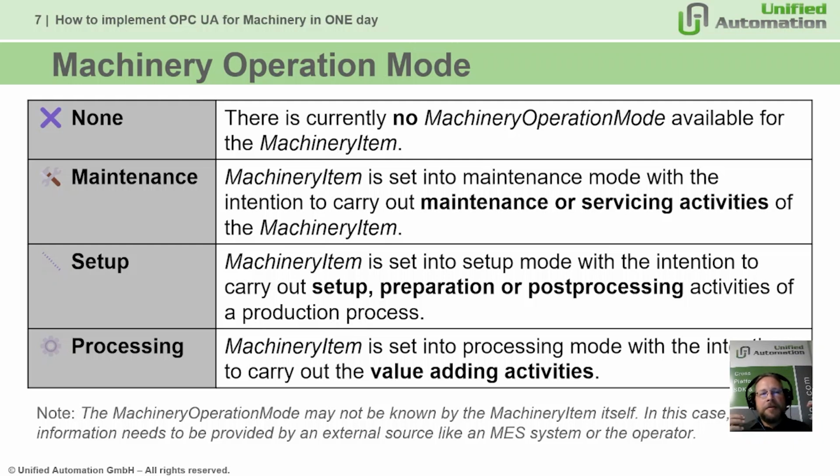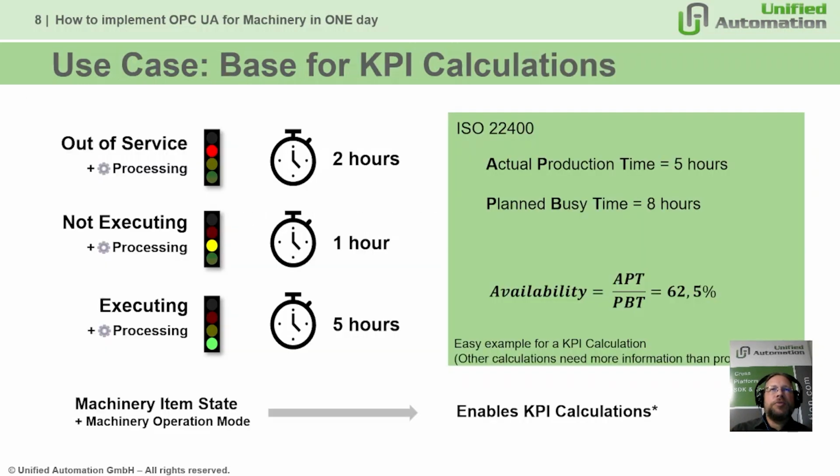And those two states combined you can use to do KPI calculations. So here in the example we have 8 hours. We're looking at 8 hours where the machine is supposed to do processing, but actually it's only happening in 5 hours. There it is executing, with 1 hour where it's not executing. So maybe some material is missing or didn't get a job order, whatever, and 2 hours it's out of order. And with this information you can, for example, calculate the availability of the machine.